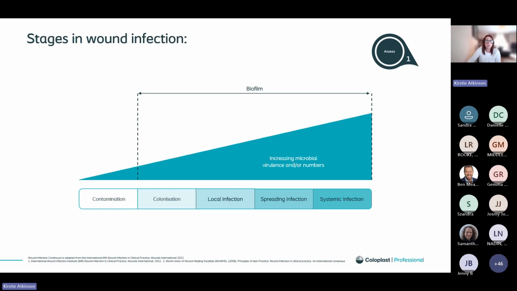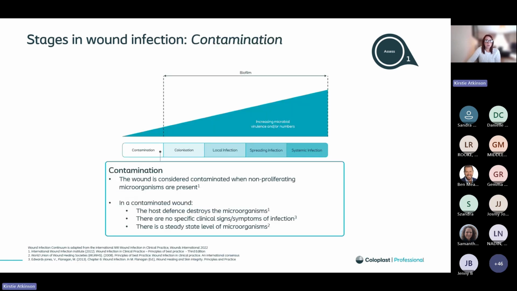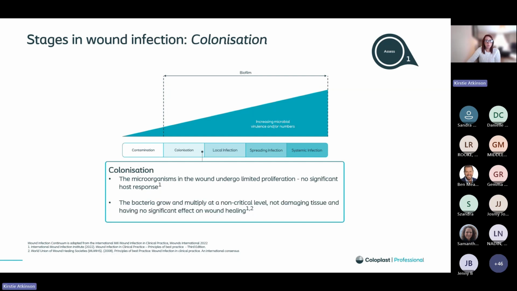What we'll do now is spend a couple of slides going over the stages. The first stage is contamination. All wounds are contaminated, as we've said. In a contaminated wound, your body is able to fight off the microorganisms. There are no clinical signs or symptoms of infection, and your body is able to heal the wound quite nicely with minimal intervention. Then we get on to the colonization stage.